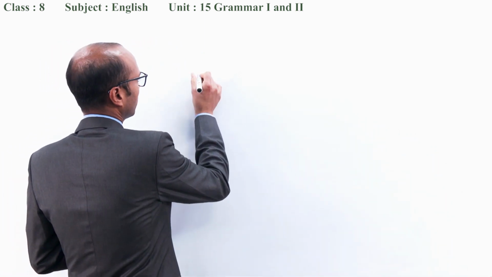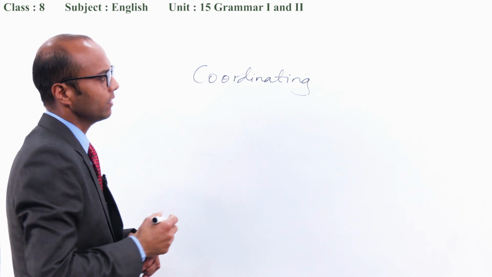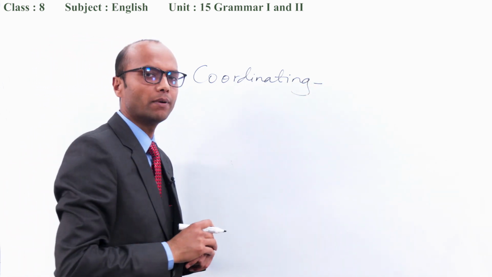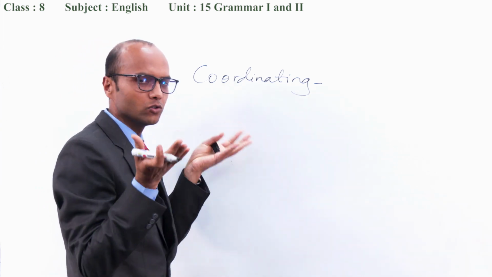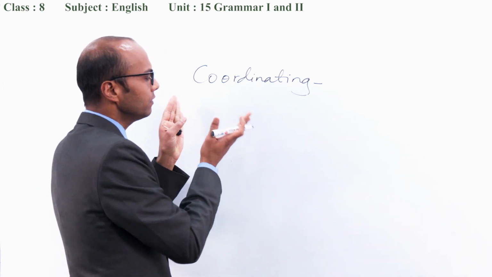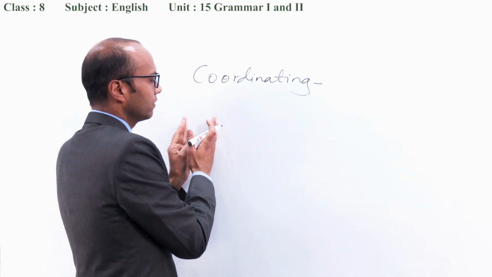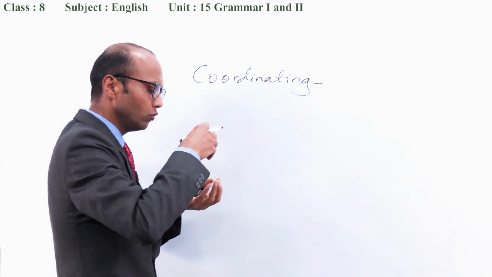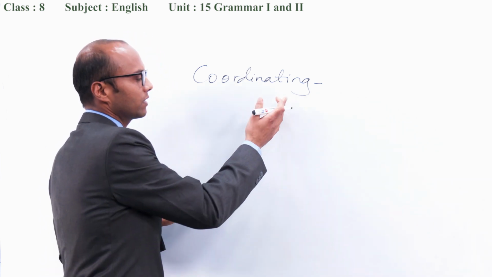Okay. So the first one was coordinating conjunctions. For example, and, but, so, etc. So coordinating conjunctions join equal parts. For example, Ram and Hari, clever and happy. So two words of similar types, or clauses or even sentences.